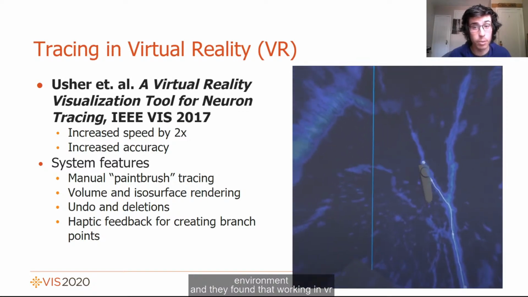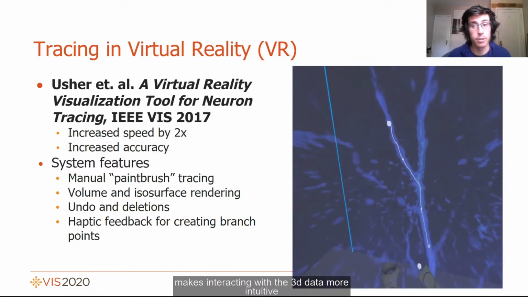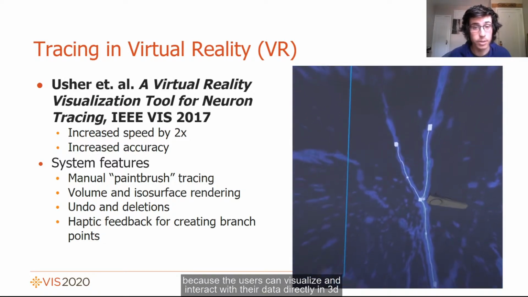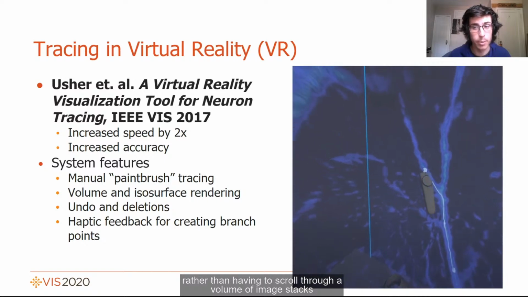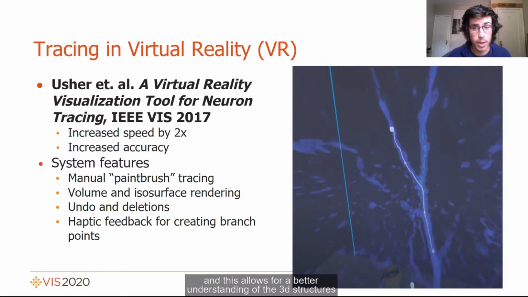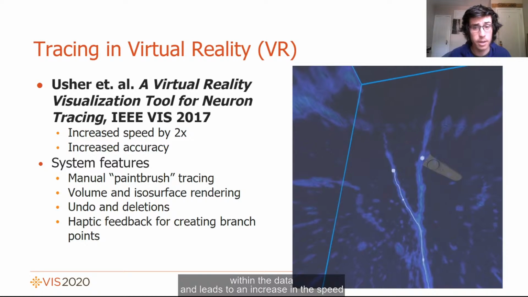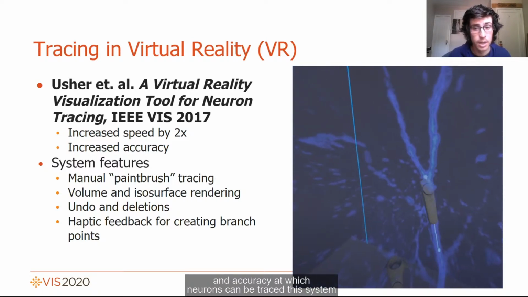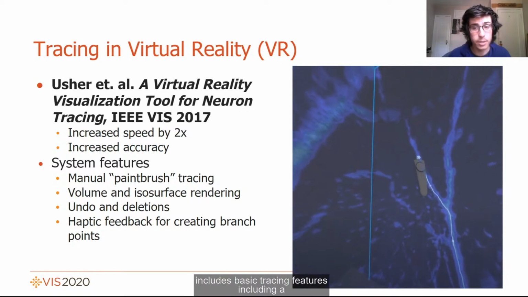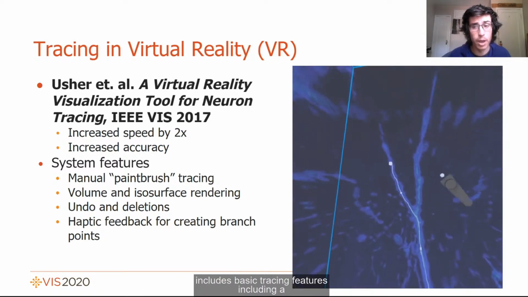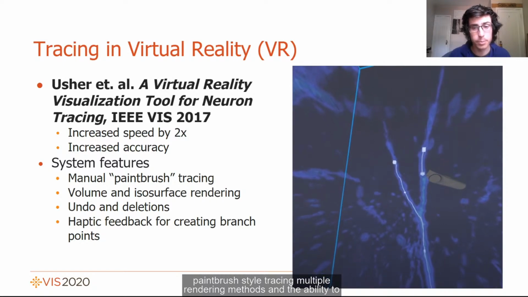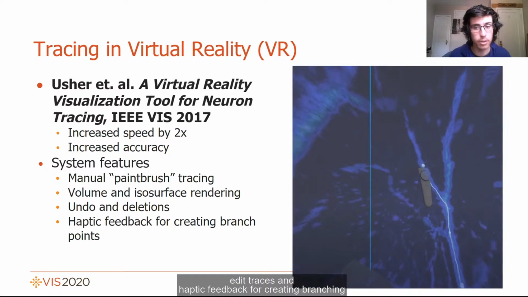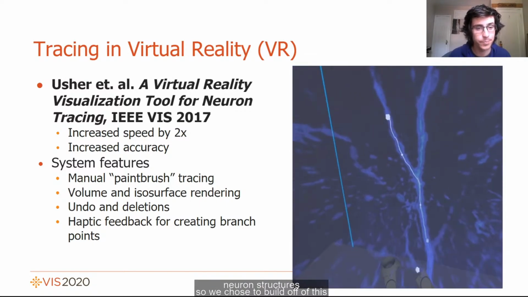They found that working in VR makes interacting with the 3D data more intuitive because the users can visualize and interact with their data directly in 3D rather than having to scroll through a volume of image stacks. This allows for a better understanding of the 3D structures within the data and leads to an increase in the speed and accuracy at which neurons can be traced. This system includes basic tracing features, including a paintbrush style of tracing, multiple rendering methods, the ability to edit traces, and haptic feedback for creating branching neuron structures.